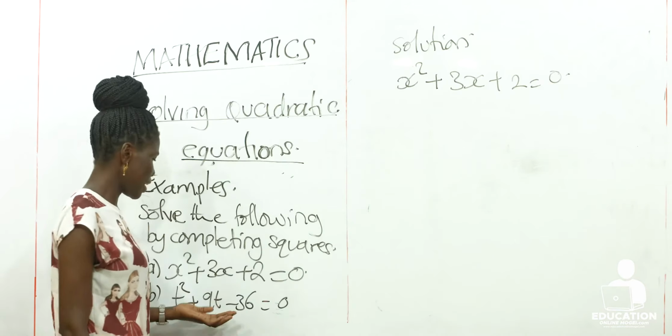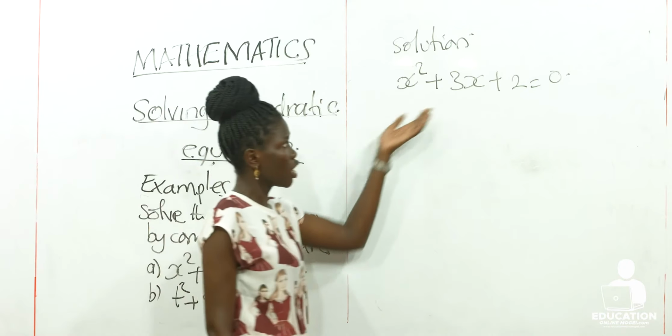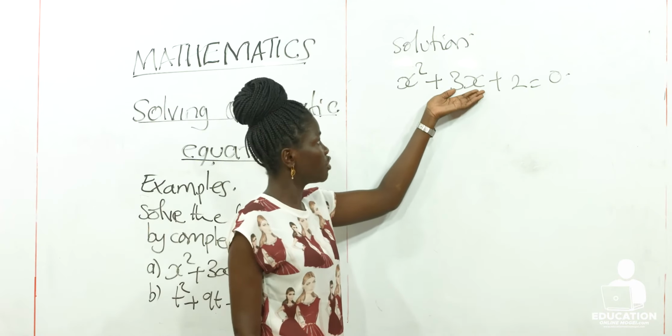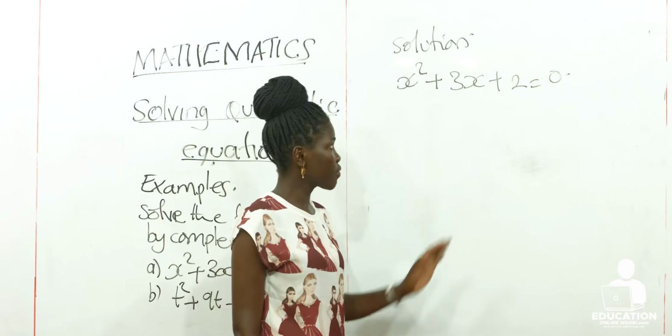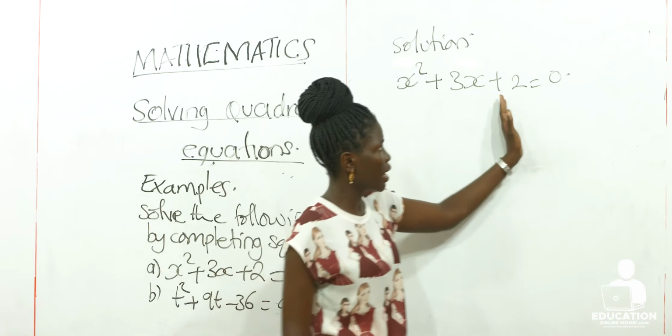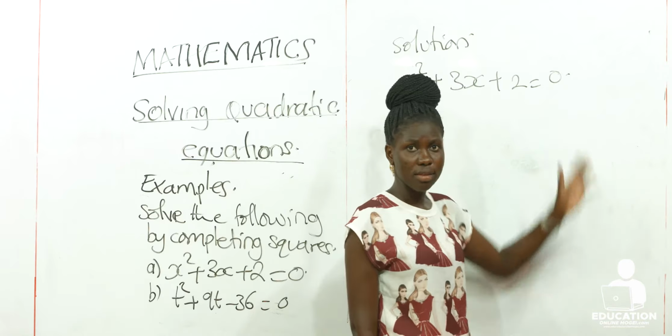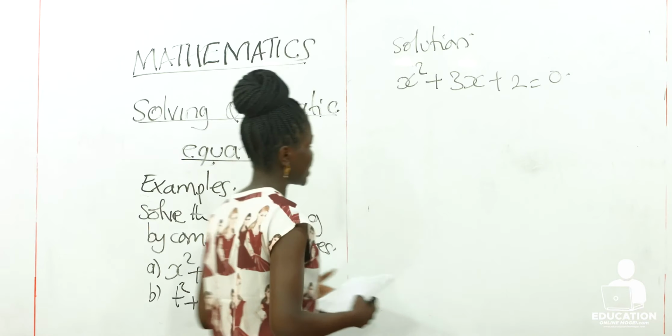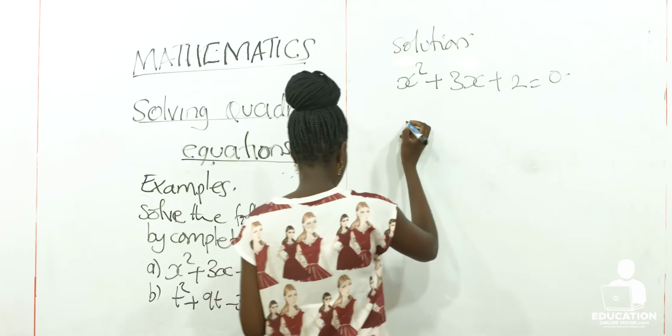Just like I said, when solving a number like this one, when we come to this value of b, we're going to divide this b by a half. We square the result, we add on one side, and we also add on the other side. So let's work it out practically and we see how it's supposed to be done.